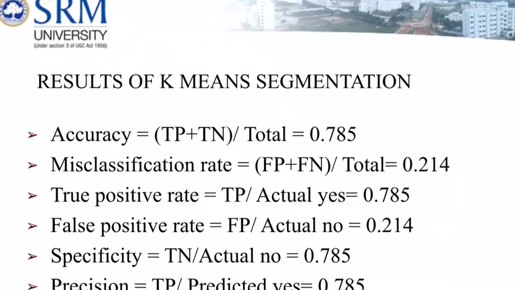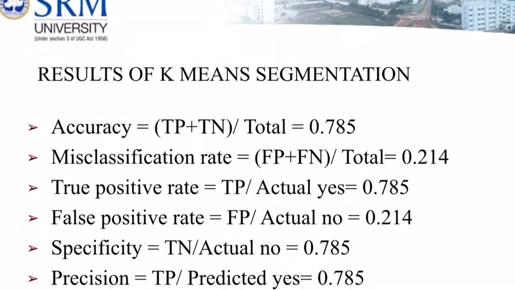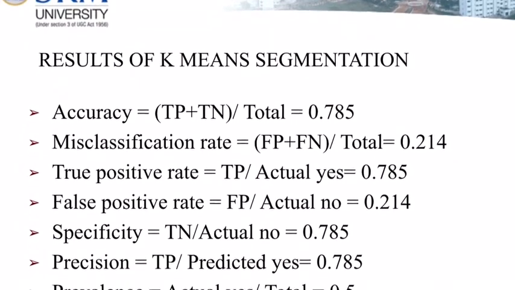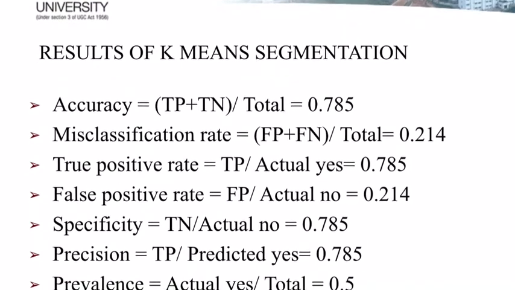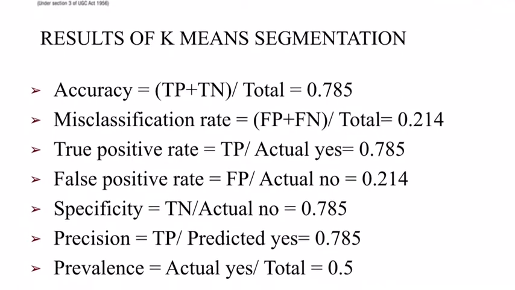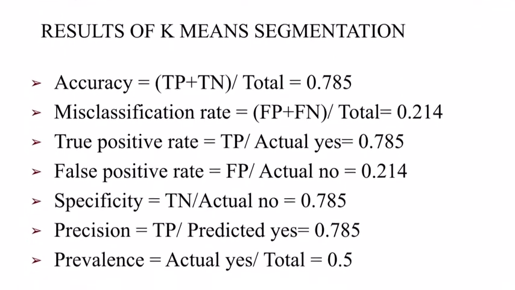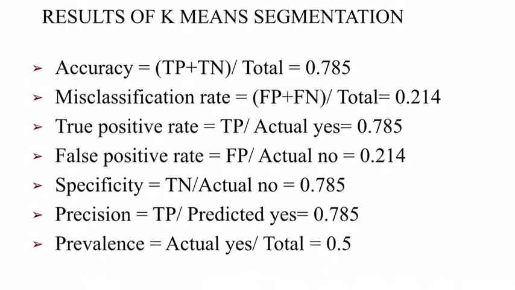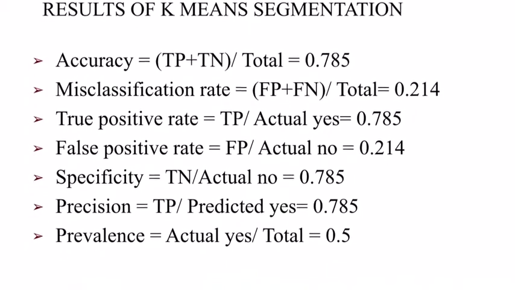A confusion matrix table was used to evaluate the performance of the K-means clustering algorithm, from which we were able to obtain an accuracy of 0.785 and a misclassification rate of 0.214, true positive rate of 0.785, false positive rate of 0.214, specificity of 0.785, precision of 0.785, and prevalence of 0.5.